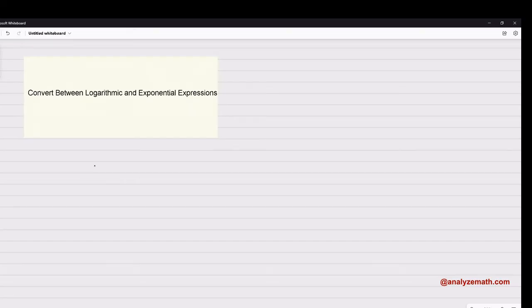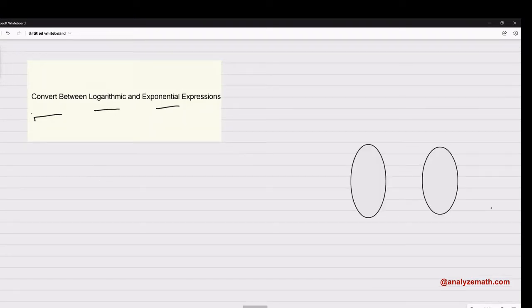In this video, we're going to discuss the conversion between logarithmic and exponential expressions. Before we do that, let's define what an exponential function or expression is. An exponential function is defined as follows: y, the output, is equal to a, a constant, to the power x. Now, a is called the base, and a must be positive and not equal to 1.